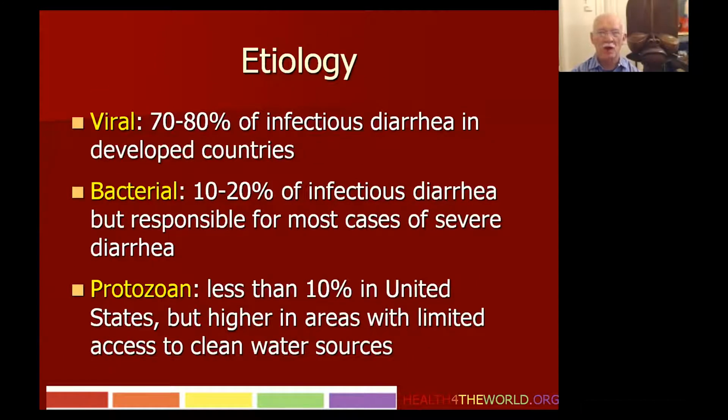As I said before, 70 to 80% of infectious diarrheas are caused by viral agents. Bacteria cause 10 to 20% of infectious diarrheas, but are responsible for most cases of severe diarrhea. Protozoa, such as amoebiasis, cause less than 10% of diarrhea in the United States, but that's higher in areas with limited access to clean water sources.